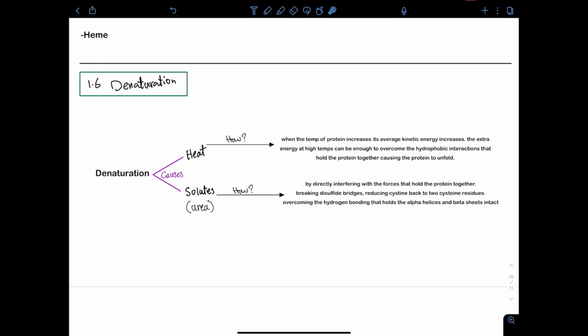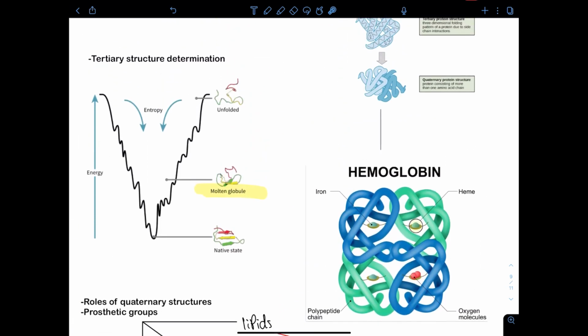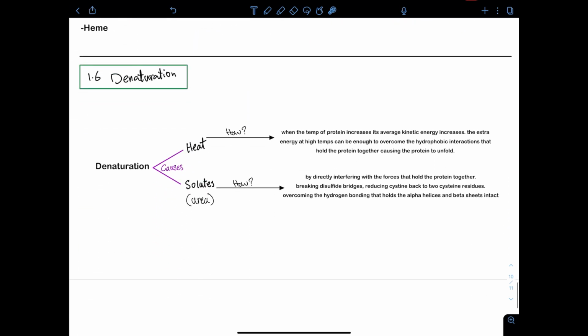So basically, the amino acids in the core of the protein, which are hydrophobic, won't keep the tertiary structure anymore because the kinetic energy is very high. We have the figure right here. You see, as the energy increases, it goes from native state to getting unfolded, and it goes through the molten globule, of course, which is the intermediate state.